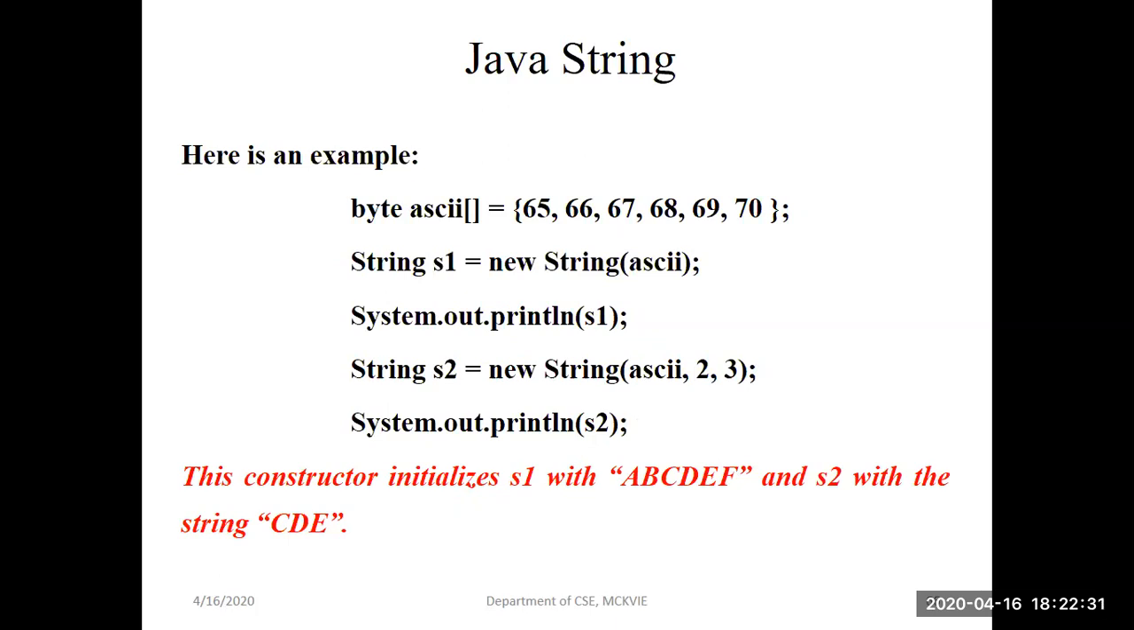String S1, first case: string S1 = new String(ascii). It will definitely give you A, B, C, D, E, F, since 65 is capital A. And in the second case, we are considering the sub-range of this array: 2, 3. The index 2 value is 67. From 67, I have to take 3 corresponding values: 67, 68, 69. So what will it be? CDE. So for S2, the output will be CDE. For the first case, the output will be A, B, C, D, E, F. Hopefully this much is clear to you.